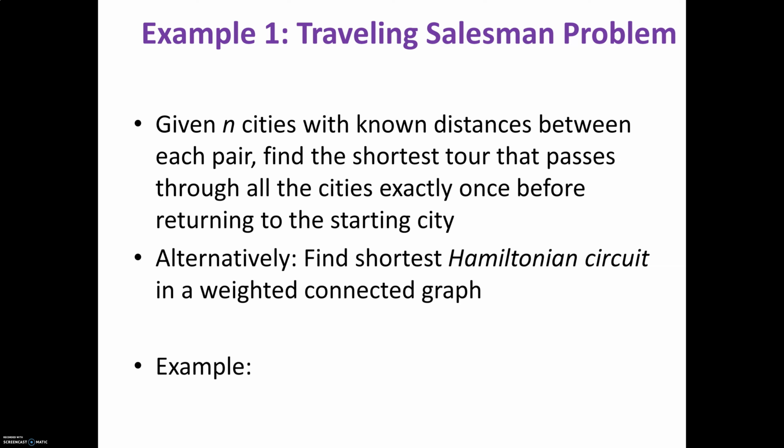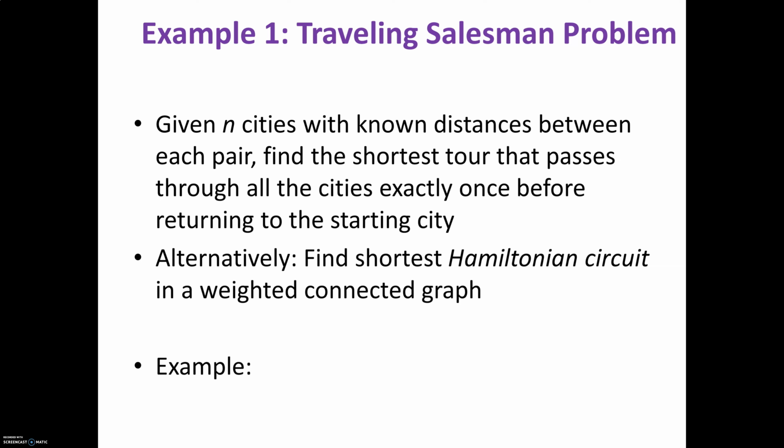The problem statement is like this: given n cities with known distances between each pair, find the shortest tour that passes through all cities exactly once before returning to the starting city. That means a person has to start the tour from a city, say A, visit all the remaining cities exactly once, and come back to the city with which he started the tour, in such a way that the total tour length is minimized. This is the problem.